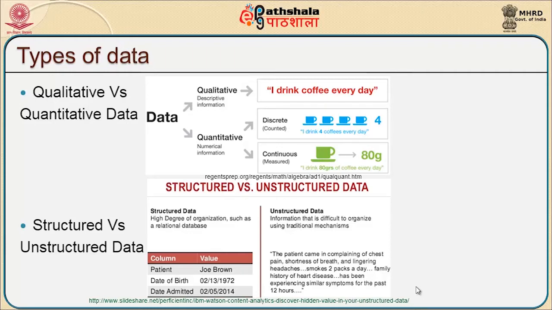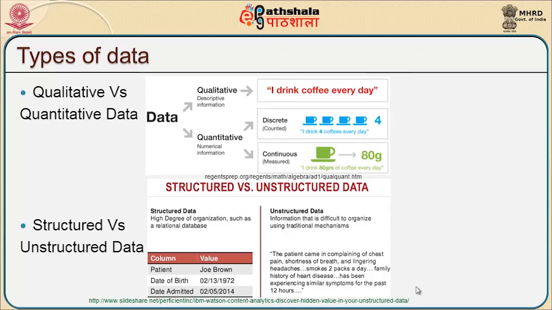Quantitative data could be discrete information or continuous information, where I can say, as continuous information, I take 80 grams of coffee every day, which is a measured value, how much I take as an input. So, quantitative data provides us with numerical information, whereas qualitative data provides us with descriptive information.